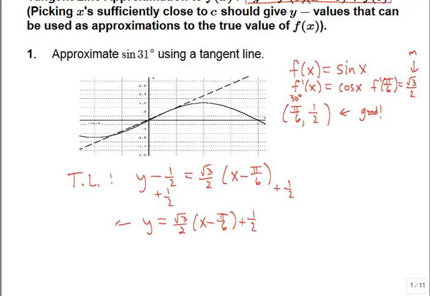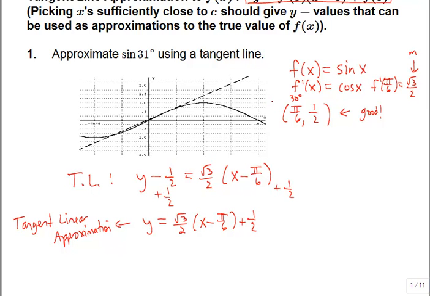Now this equation right here is called your tangent line, but it's also called the linear approximation. Okay, so it is the line that best approximates this curve at the point pi over 6 comma 1/2. So that would be the best line that fits the curve. Now we want to stay close to pi over 6, otherwise that line is not going to fit the curve very well at all. So we want to make sure that whatever x we're plugging in, it's something close to this pi over 6.